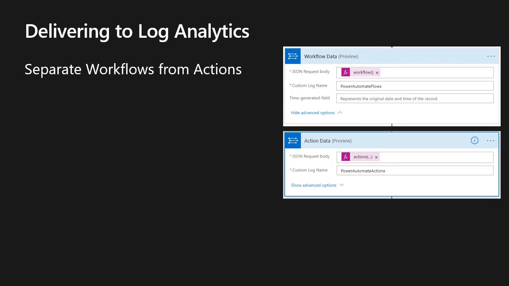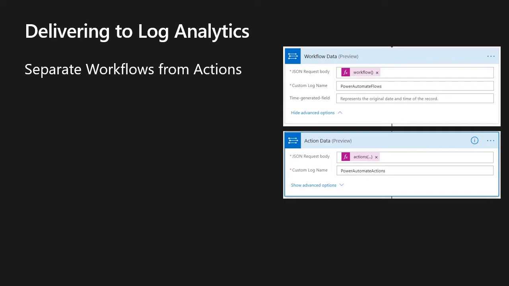Automate, all of the workflow, the action, the trigger, all of these objects return JSON as well. So we can essentially add the entire piece, or we can create our own using things like parse JSON and create JSON objects beforehand. So in this case, I'm using the workflow function and creating a custom log name called Power Automate Flow. So this will create a table, and each one of the properties in the JSON object will become its own column. You can also add a time-generated field there.